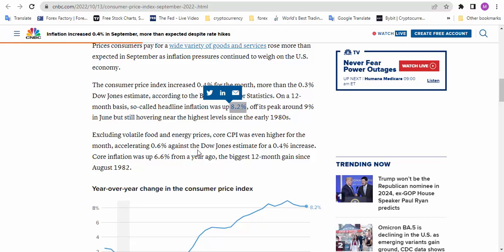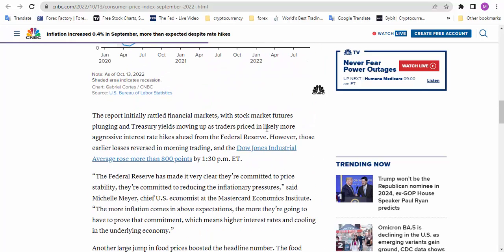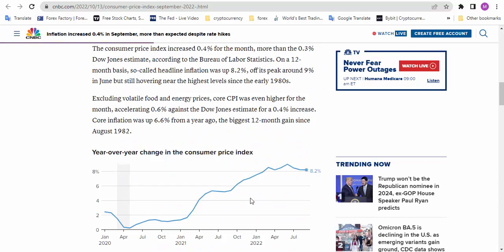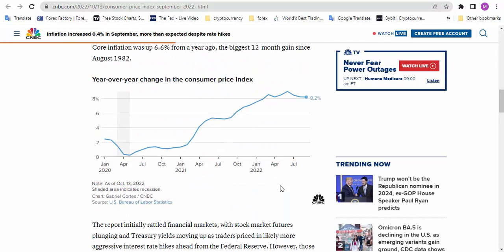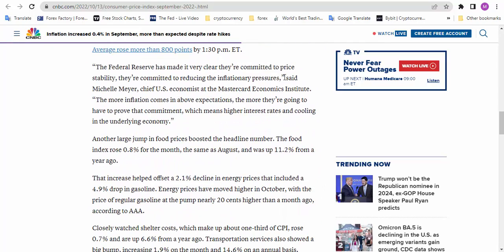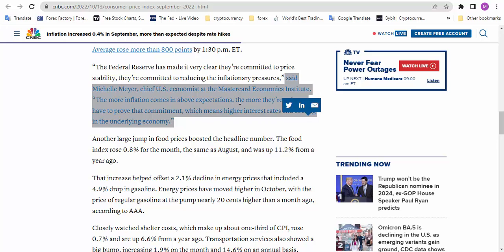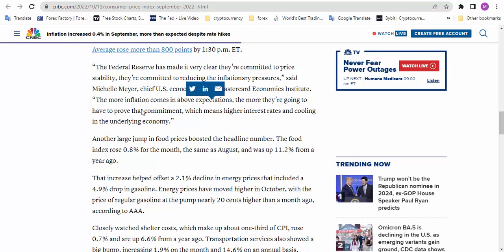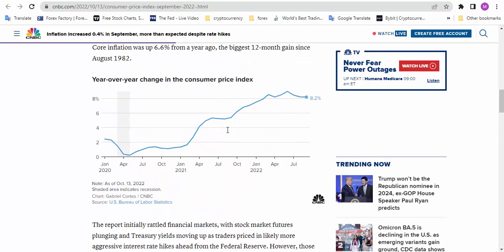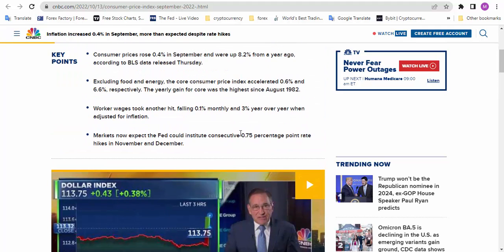As Michael Mayer said, the more inflation comes in above expectations, the more they're going to have to prove that commitment, which means higher interest rates and cooling in the underlying economy. So markets now expect the Fed could raise the federal fund rate by 0.75 percentage points, hikes in November and December. How can we trade with this information?